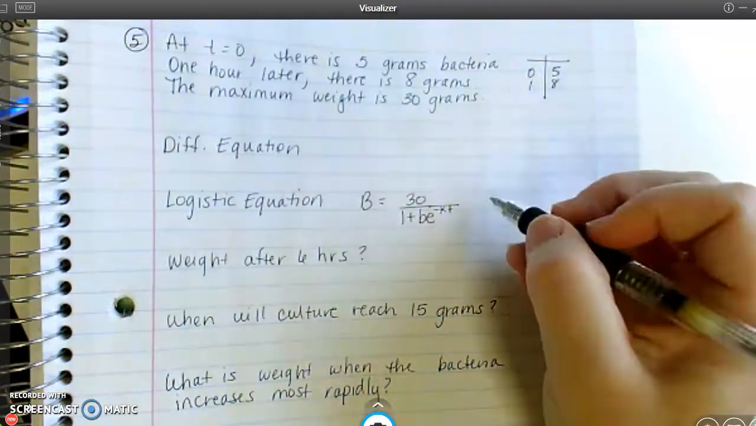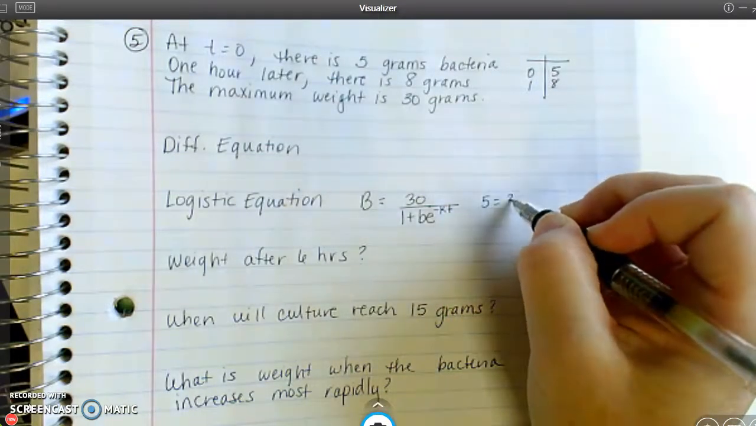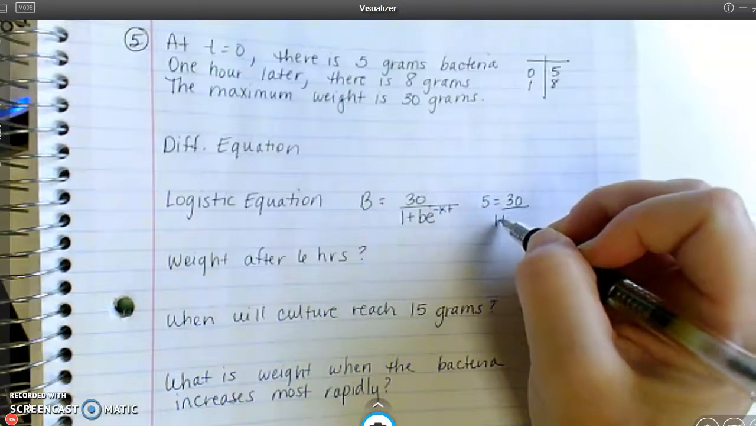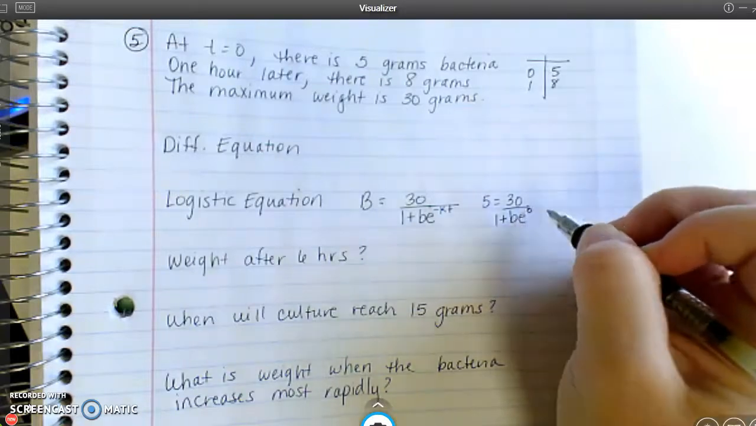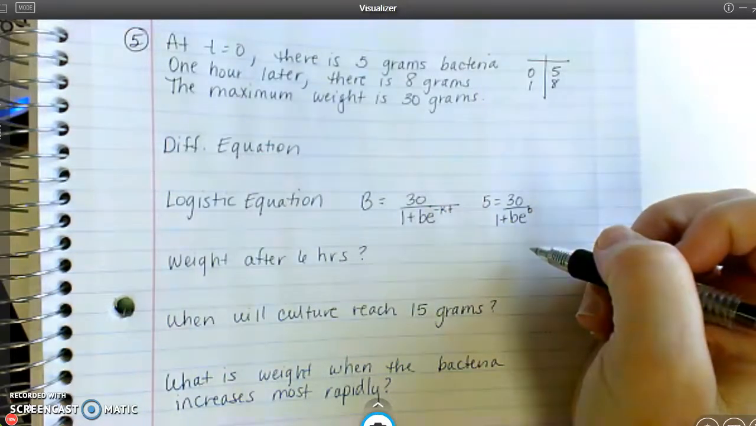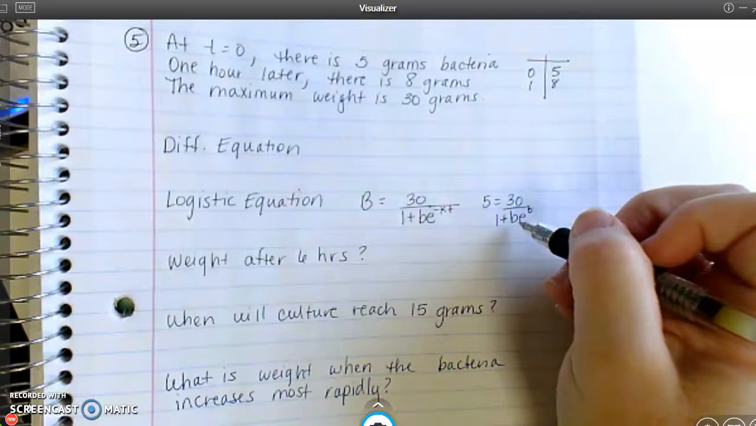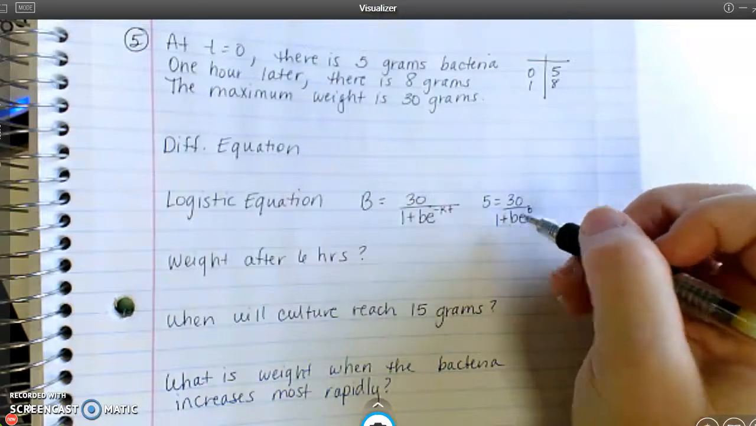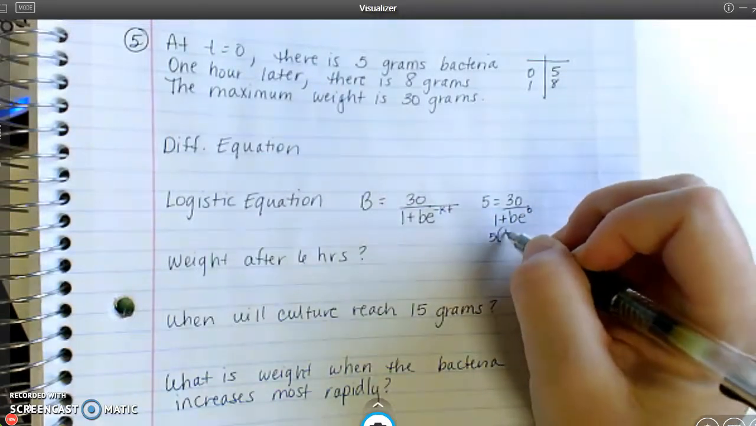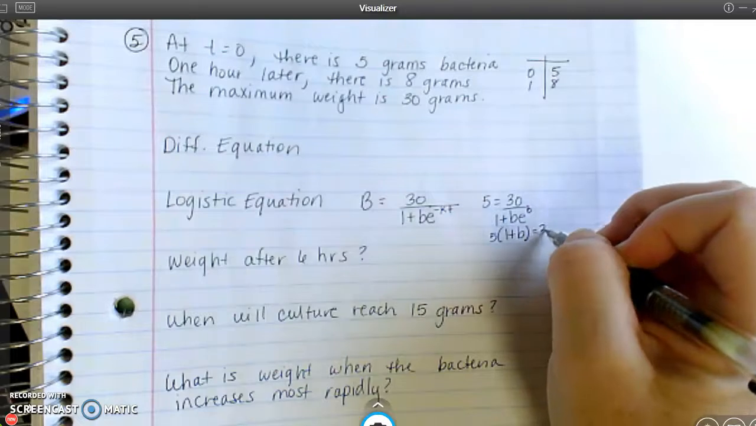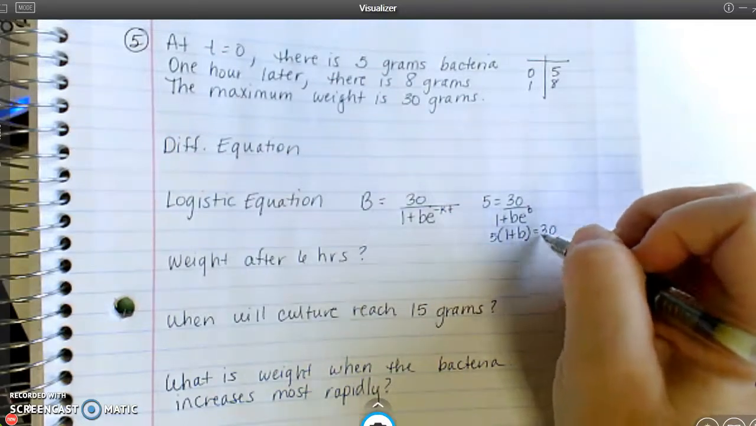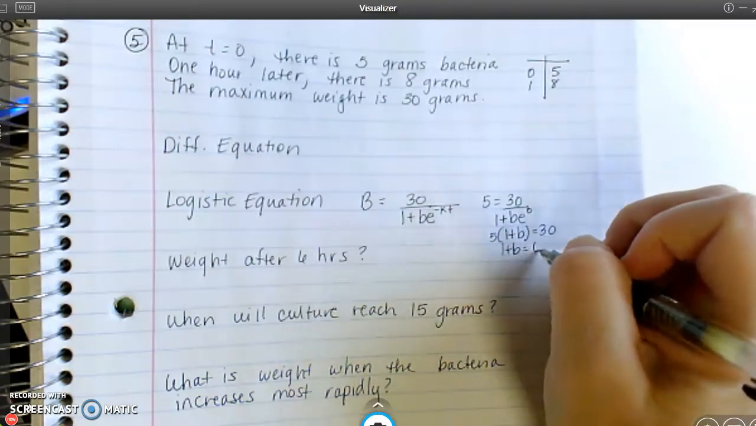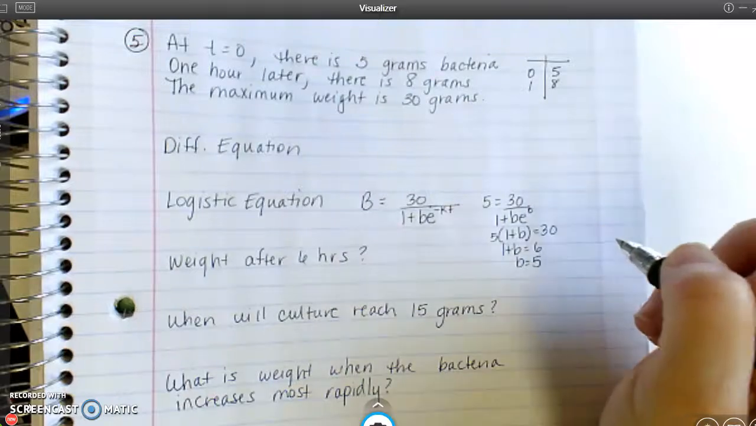So let's start off with the (0, 5). So 5 is going to equal 30 over 1 plus b e to the 0. From there, I would cross multiply and get 5 times (1 plus b) equals 30. Divide, and you get 1 plus b equals 6. And so that means b is 5.